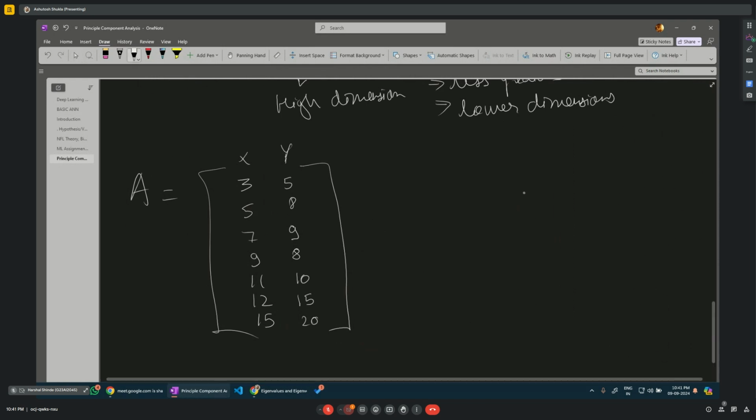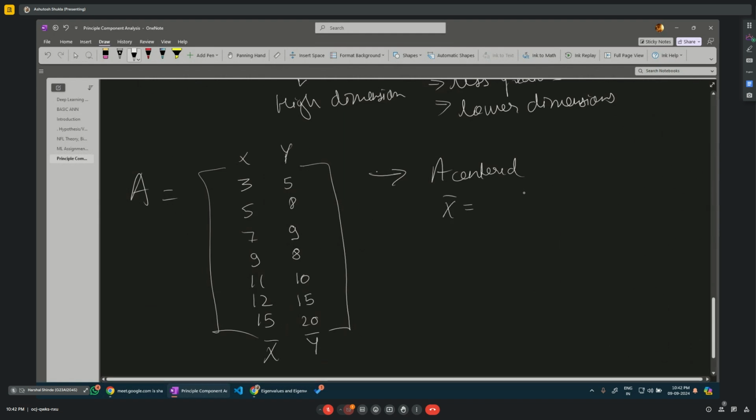Okay, so first of all, what we need to do is turn this into centered data. So from A, we need to convert this into A centered. How do we do that? We find X bar and Y bar, basically the mean of this column and the mean of this column. So X bar equals 3 plus 5 plus 7 plus 9 plus 11 plus 12 plus 15. There are 1, 2, 3, 4, 5, 6, 7 points.